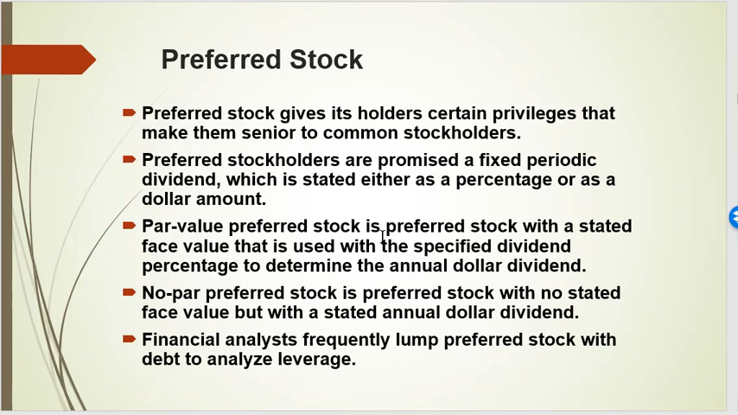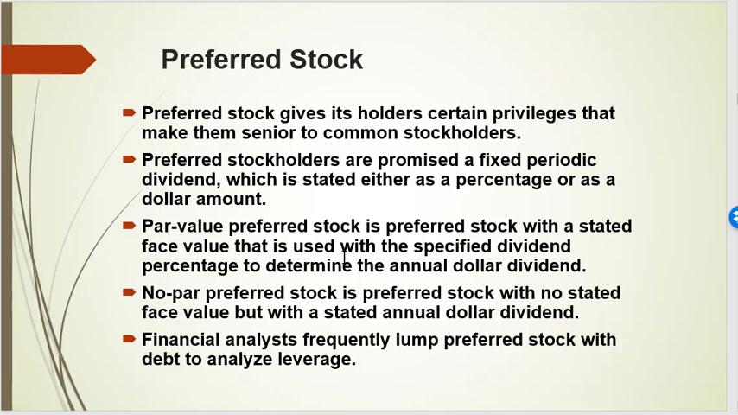Now, there is a kind of stock that's referred to as preferred stock. If you buy this stock, you get certain privileges that look an awful lot like common stock. However, you have a position that's senior to common stock. Remember, common stockholders are residual owners. Preferred stockholders have a fixed periodic dividend. So in that sense, they act an awful lot like bonds with respect to fixed income and expectations of income.